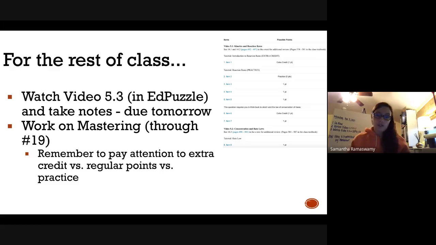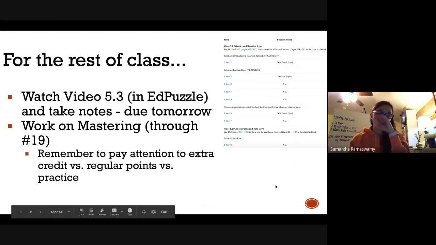Then once you watch video 5.3, you can go back and work on Mastering. So still at this point, you can go up through number 19. Remember to pay attention to those that are extra credit versus points versus practice, because the practice is worth 0 points. I put a screenshot up here just so that you can see, right? Number 1 was extra credit, but number 2 was practice. So it says it there, but it also has the tutorial and says whether it's extra credit or whether it's practice. So again, watch video 5.3 first.